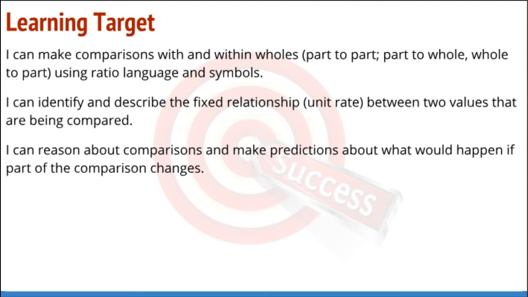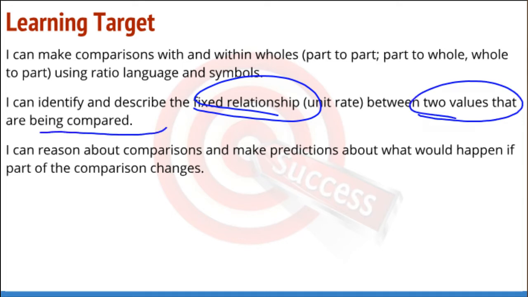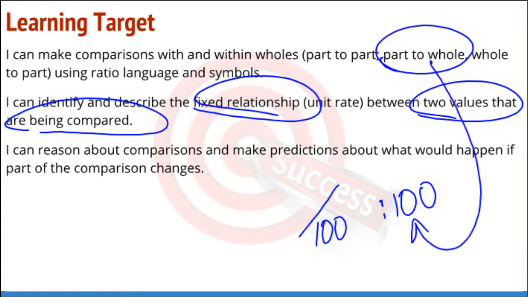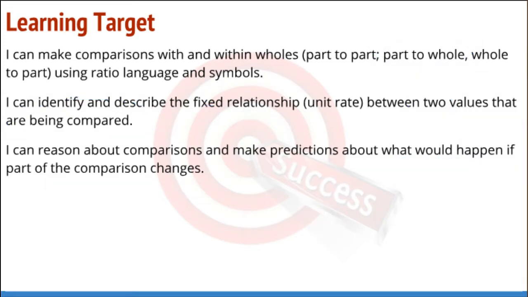So we are looking at a fixed relationship, and we're looking at a per 100, so two values that are being compared, and the second one is a 100. It's a per 100. That's a percent. And of course, these are part to wholes with the 100 representing the whole. And as we reason and make comparisons, we're scaling ratios and rates up to b out of 100.